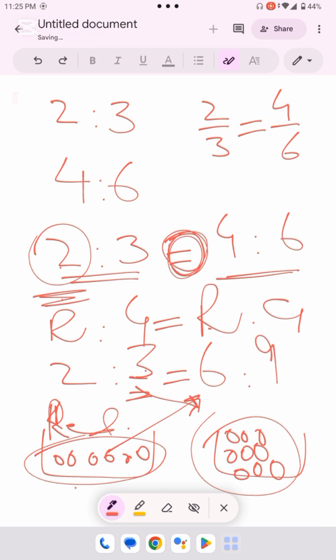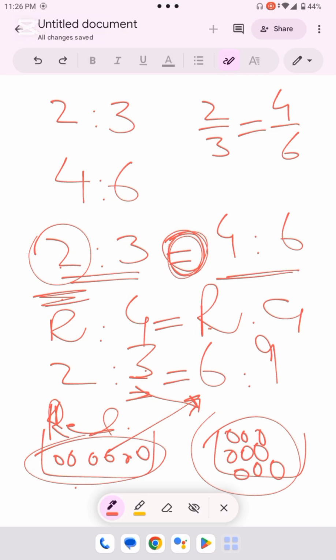And if you simplify, 3 2 times is 6 and 3 3 times is 9, you will get the same ratio, 2 to 3 and 2 to 3. That means the equivalent ratios would be equal, and the sign of equality between two ratios is called proportion.